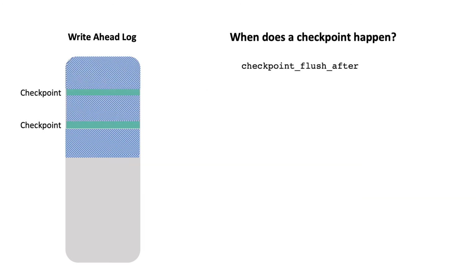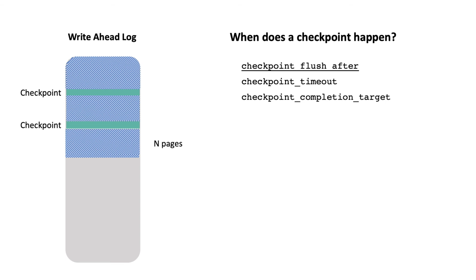Now, the question is, when does the checkpoint happen? To some extent, we decide this. There are a few parameters that decide when a checkpoint should happen: checkpoint flush after, checkpoint timeout, and checkpoint completion target. The first one is checkpoint flush after, with a default value of 0 pages. Once the specified number of pages have been filled, a checkpoint occurs.